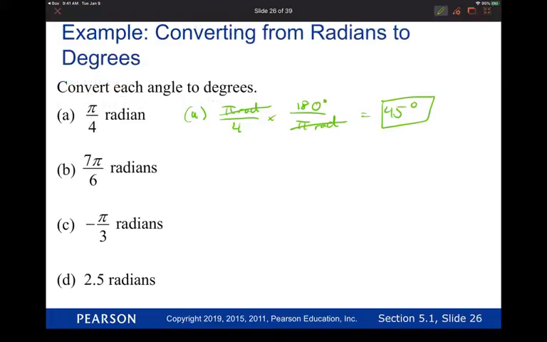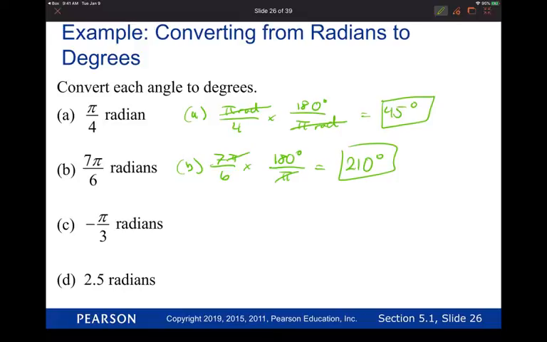Let's go ahead and do B. What are we doing here again? We multiply by 180 over pi, and it's going to be over 6. What's 180 divided by 6 first? 30. What's 30 times 7? 210. 210 degrees. Let's finish it, then we'll check at the end.